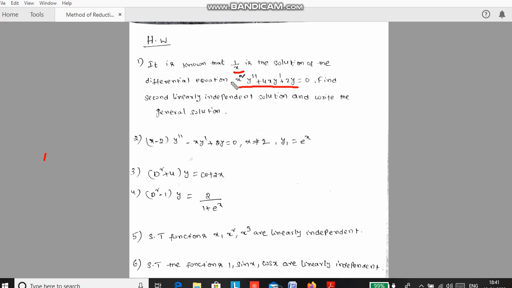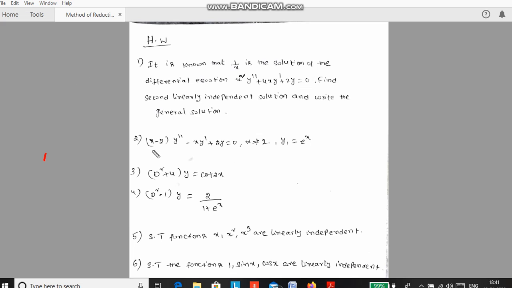So for this, first we have to find the value of p of x. Next you have to find the value of v of x. Next you have to find the value of u of x. Next, finally find the value of y2 of x. So the first homework problem is by using the method of reduction of order. Okay. Next, see the second example.